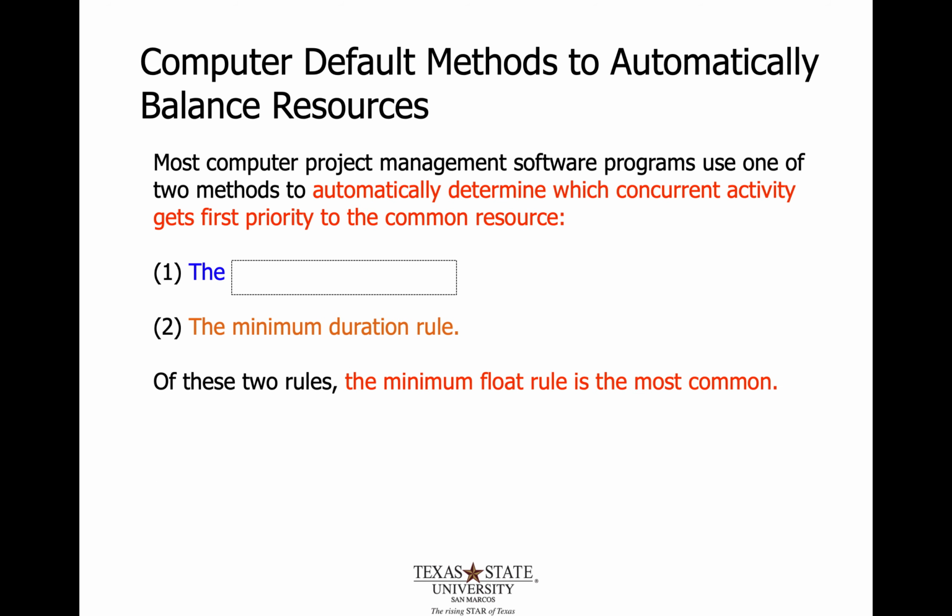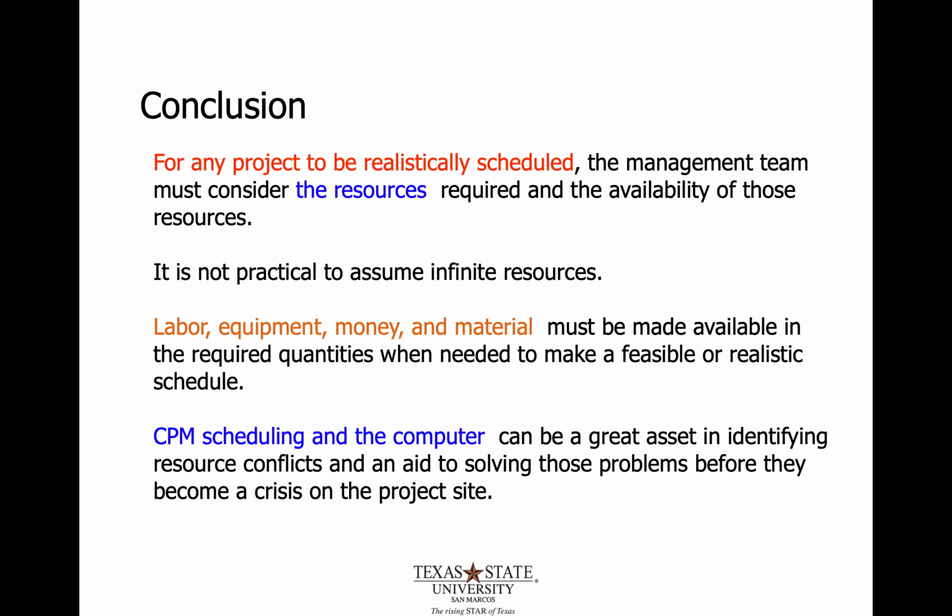The computer default method to automatically balance these resources and put the schedule in order via the bar chart, like we discussed a couple of chapters ago, is the minimum float rule as the first order of placing these activities in their order, then the minimum duration rule. And of these two rules, the minimum float rule is probably the most common for moving these activities around. So that's generally it. You can see it's a good tool to balance these resources that you have available for any project to be realistically scheduled.